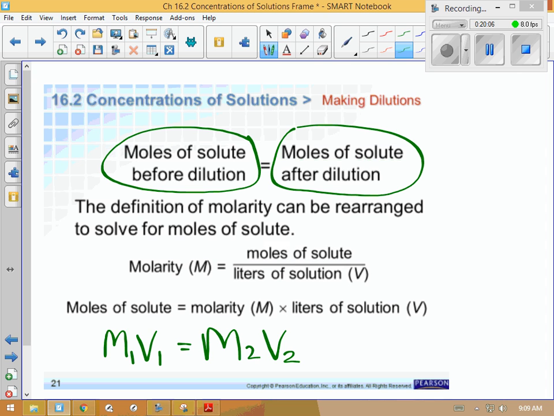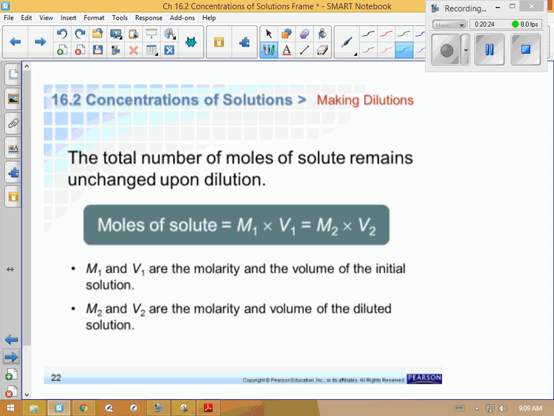Right? Because my number of moles, my moles of solute, they don't change. I don't put more solute in. I only change the solution, so the molarity and the volumes change, but the number of moles don't. They're the constant. So I end up with that equation right there. Total number of moles of solute remains unchanged upon dilution. Okay? These are from the initial M1 and V1, or the initial solution, and the M2, V2 are diluted.